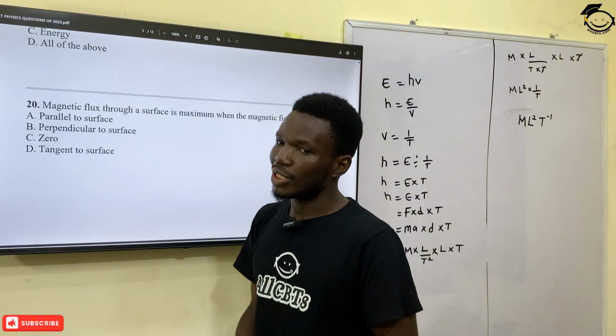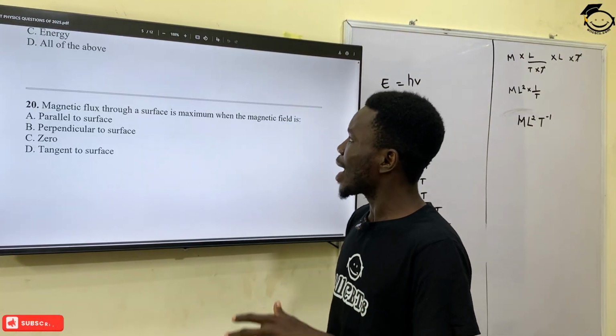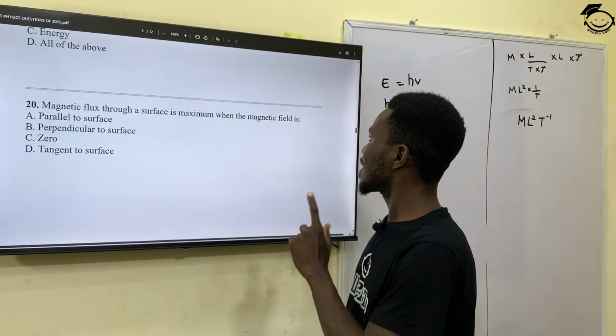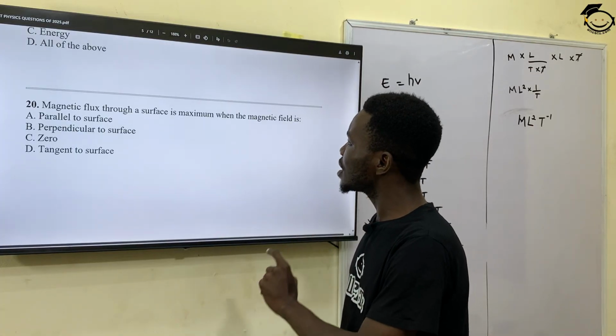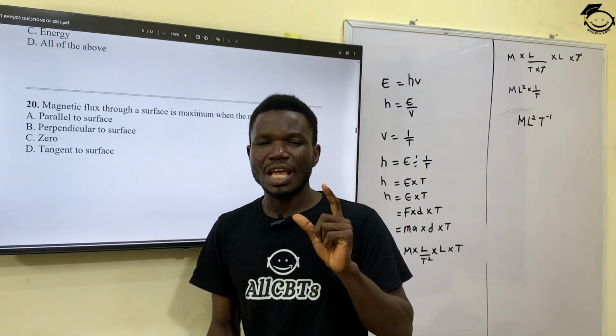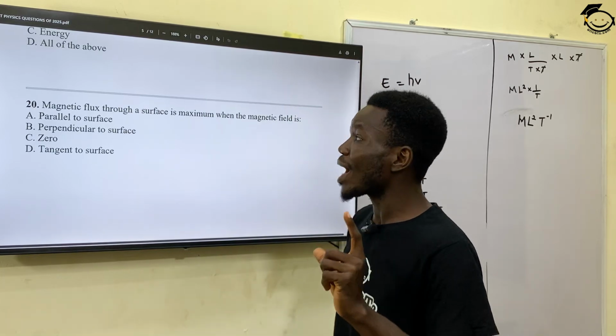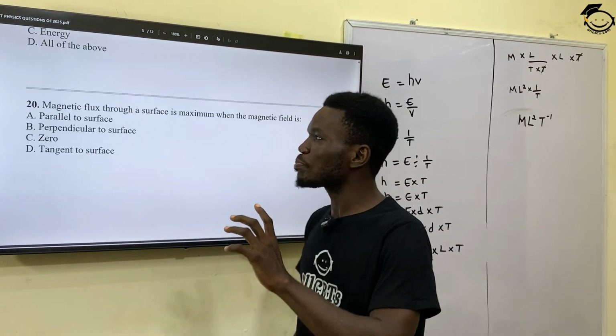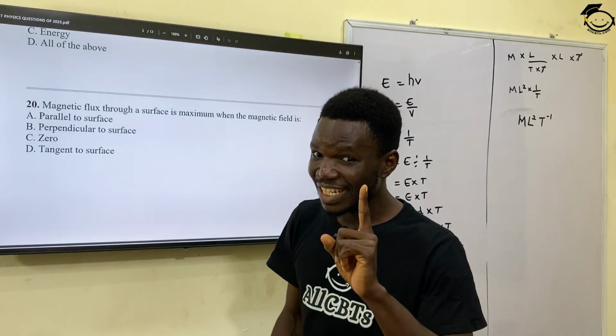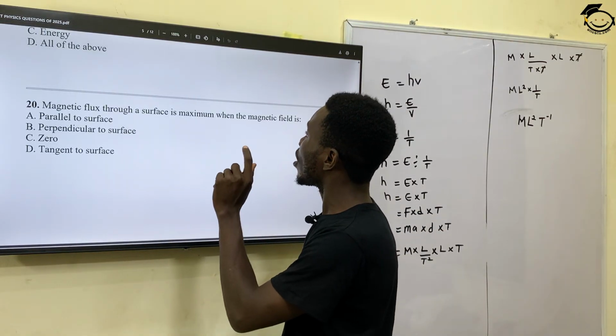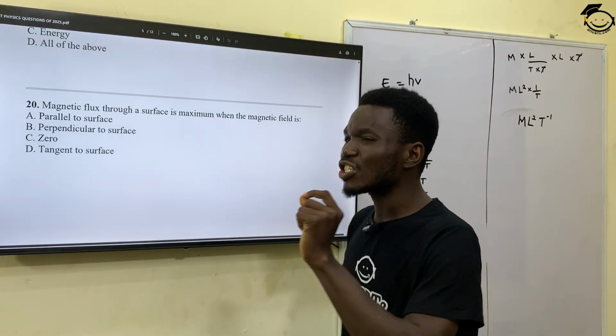So question number 20, which is the next question, says the magnetic flux through a surface is maximum when the magnetic field is dash. Now, in a magnetic field, whenever the magnetic field is perpendicular to the surface, then the magnetic flux is always maximum.